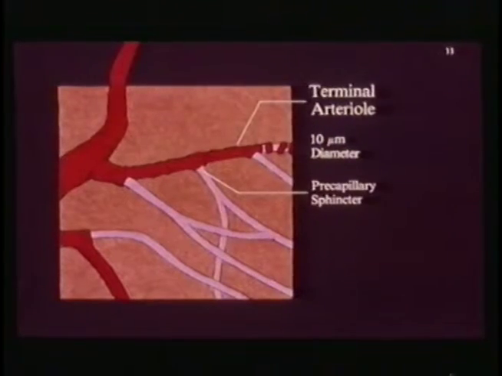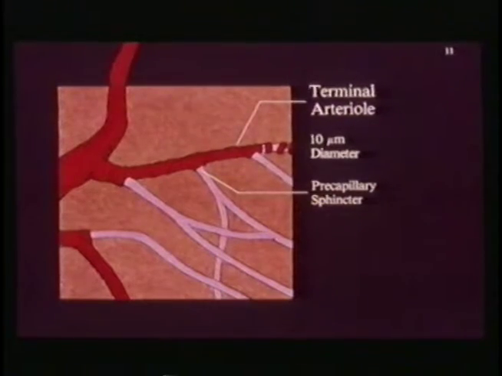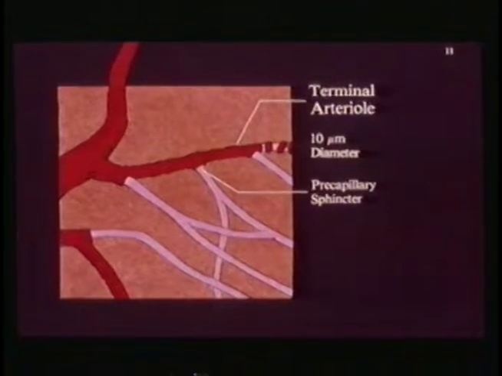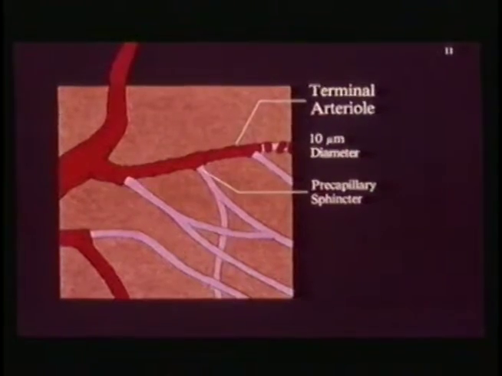11. Those arterioles feeding directly into capillaries are called terminal arterioles. They are about 10 microns in diameter. The entrance to the capillaries in some tissues is surrounded by a smooth muscle cell that can regulate flow into individual capillaries. This cell is called the precapillary sphincter.